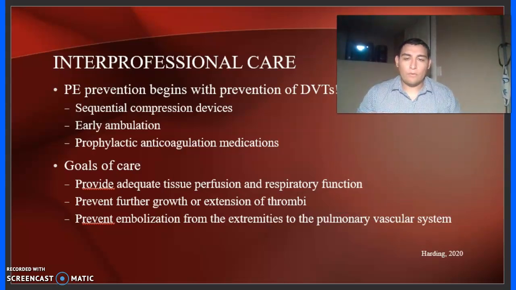So the goals of care would be to provide adequate tissue perfusion and respiratory function, prevent further growth or extension of thrombi, and then prevent embolization from extremities to the pulmonary vascular system. And these can be done in a number of ways.